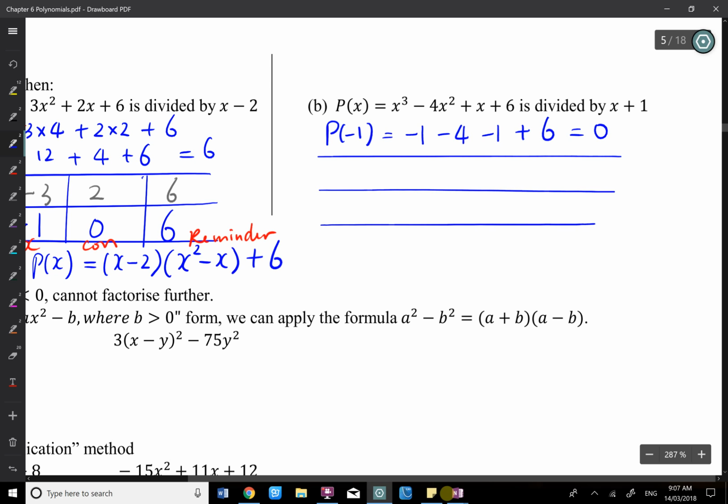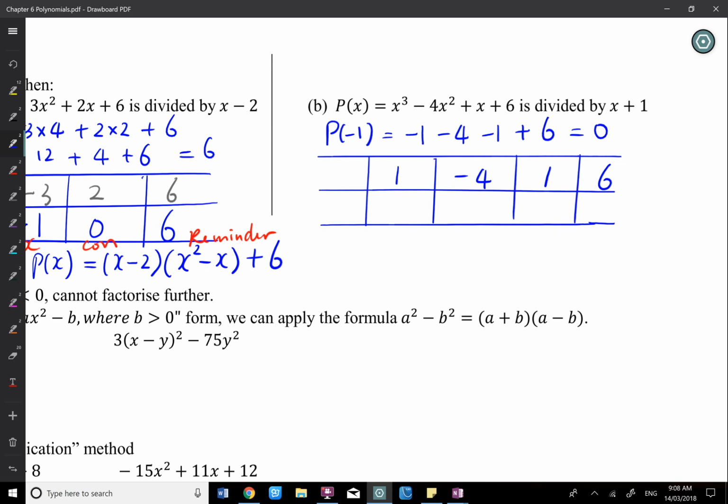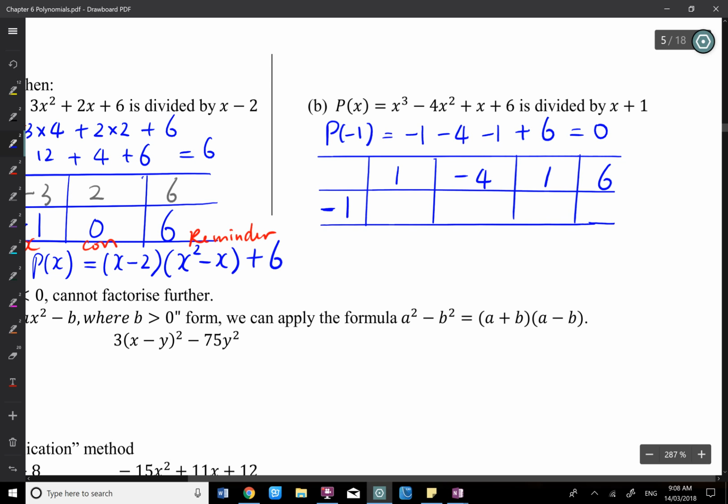Well, I can still go for that one. I want you to get used to this method because we keep using that later. Write 1, negative 4, 1, and 6 for each coefficient. You must write in order. What I want to put in is negative 1.